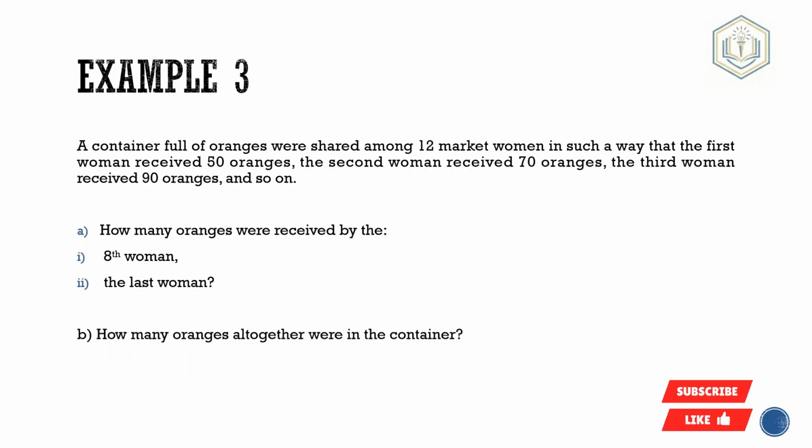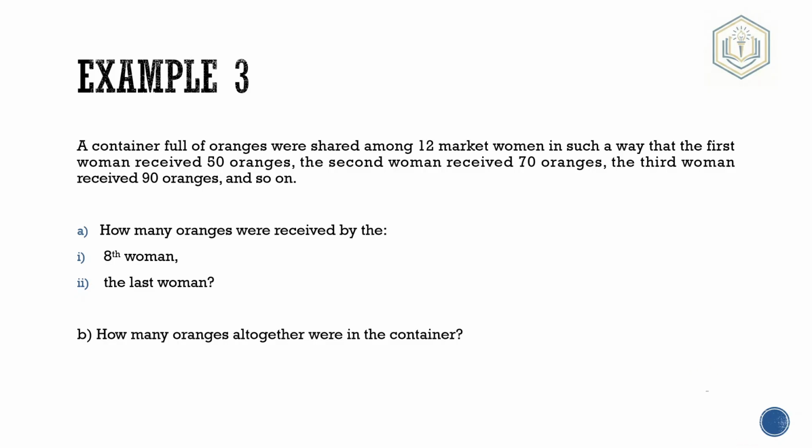So let's go to example 3. You have a container full of oranges that were shared among 12 market women in such a way that the first woman received 50 oranges, the second woman received 70 oranges, the third woman received 90 oranges, and so on. The question is, how many oranges were received by the I?